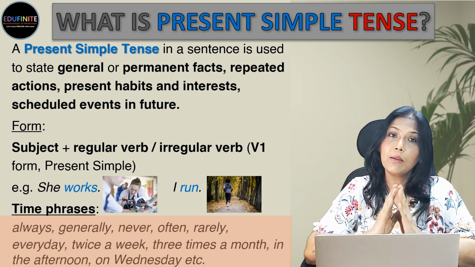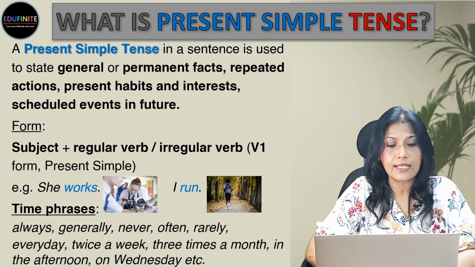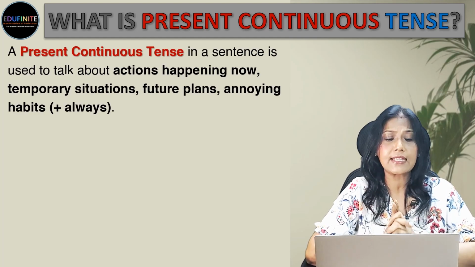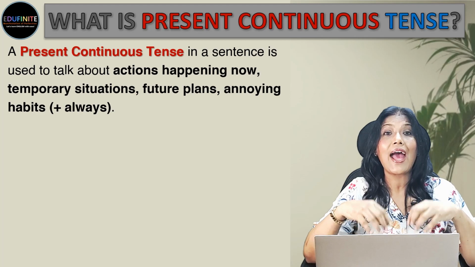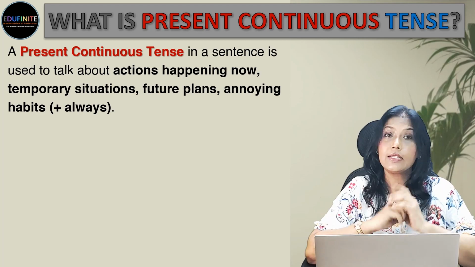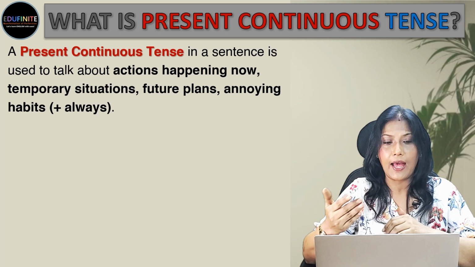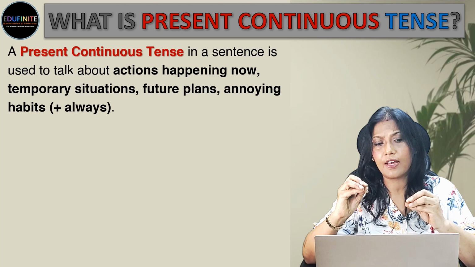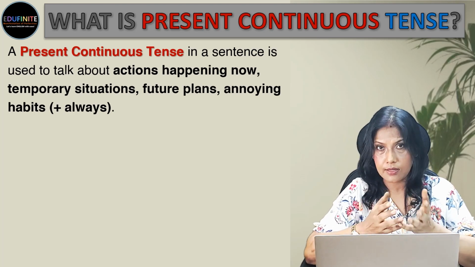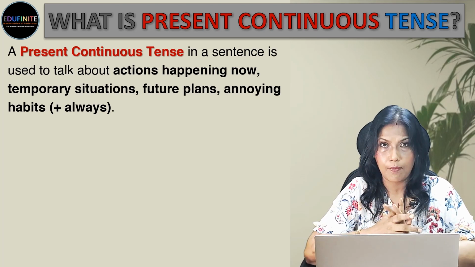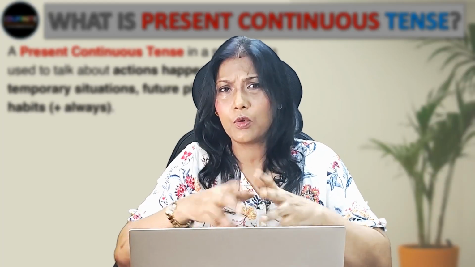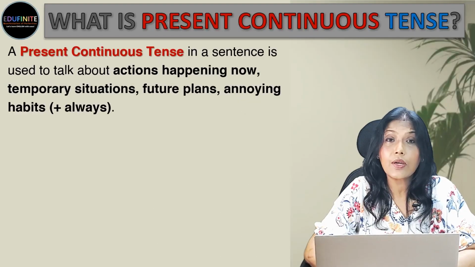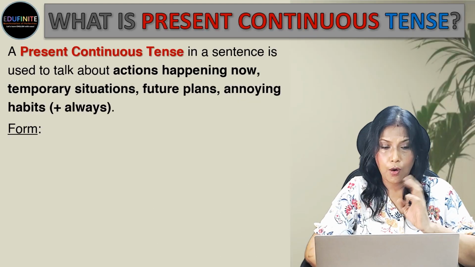Okay, now we'll move on to present continuous tense or present progressive tense. Now, a present continuous tense in a sentence is used to talk about actions happening now, temporary situations, future plans, and annoying habits. Well, when we refer to annoying habits, we have to have an additional always added to it. So that's how we convey the annoying habits, because habits that are annoying, you usually repeat, and whoever gets annoyed gets very annoyed. So now let's look into the structure or the form of the sentence.